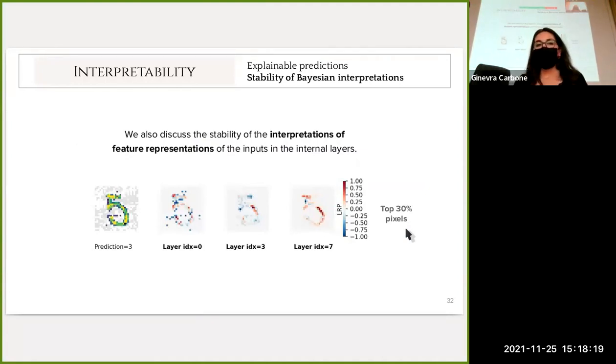Another thing that we want to analyze here is the stability of feature representations of the internal layers, because yes, we are able to associate some relevance heat maps that backpropagate starting from the softmax value, so from the prediction, but we also want to analyze how the internal representations are affected by these adversarial attacks. So we associate a heat map representation to each one of the feature vectors. And let's say that we also observe stability in this sense.